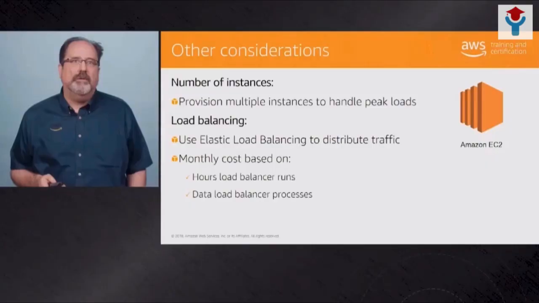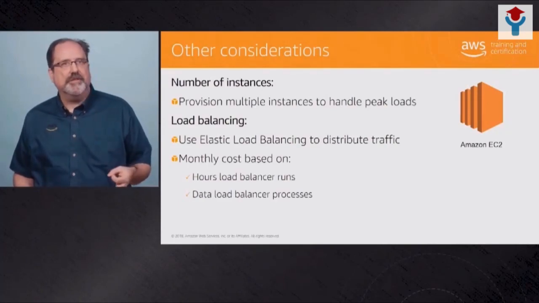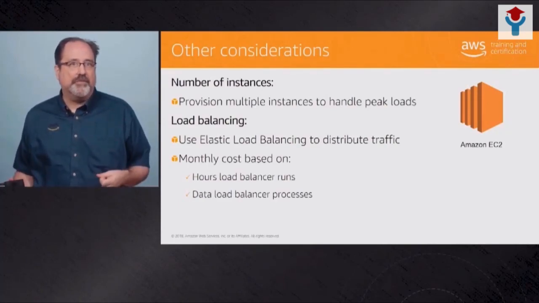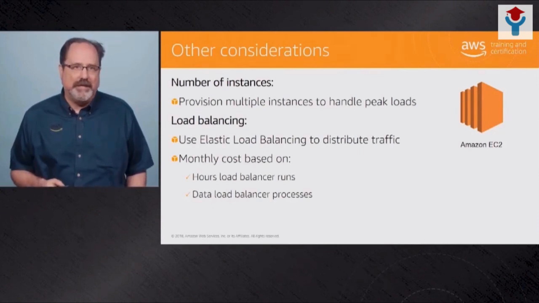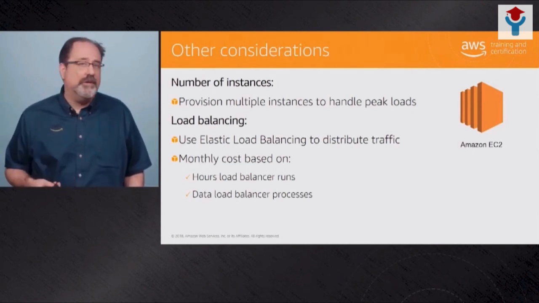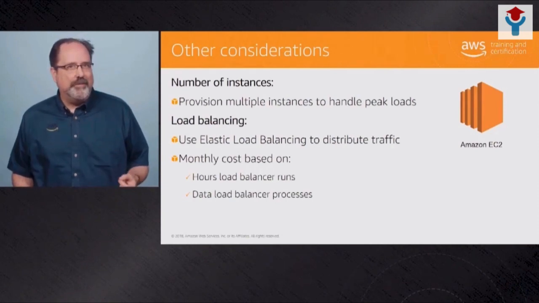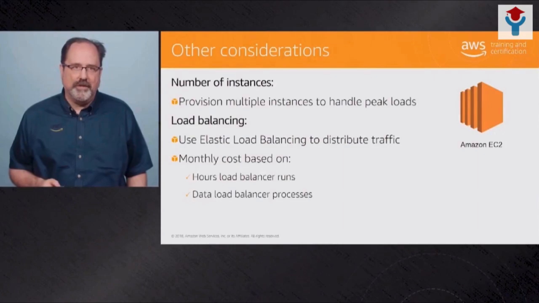You will also need to consider the number of instances and load balancing as well. With the number of instances, you can provision multiple instances of EC2 and EBS resources that allow you to handle peak load. For load balancing, an elastic load balancer could be used to distribute traffic among your EC2 instances. The number of hours the ELB runs and the amount of data it processes all contribute to its monthly cost.